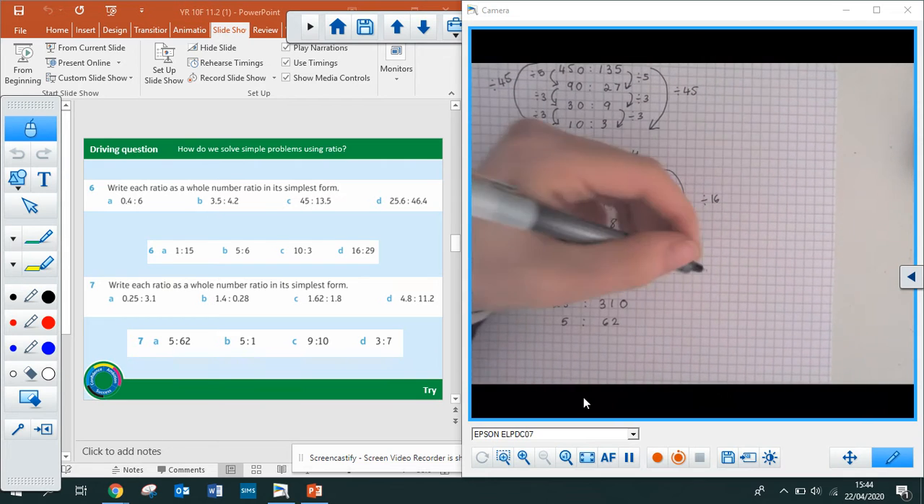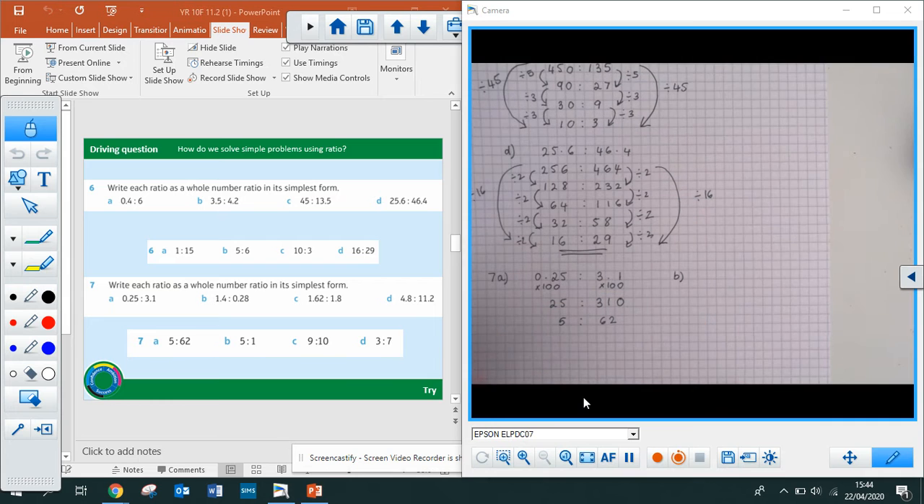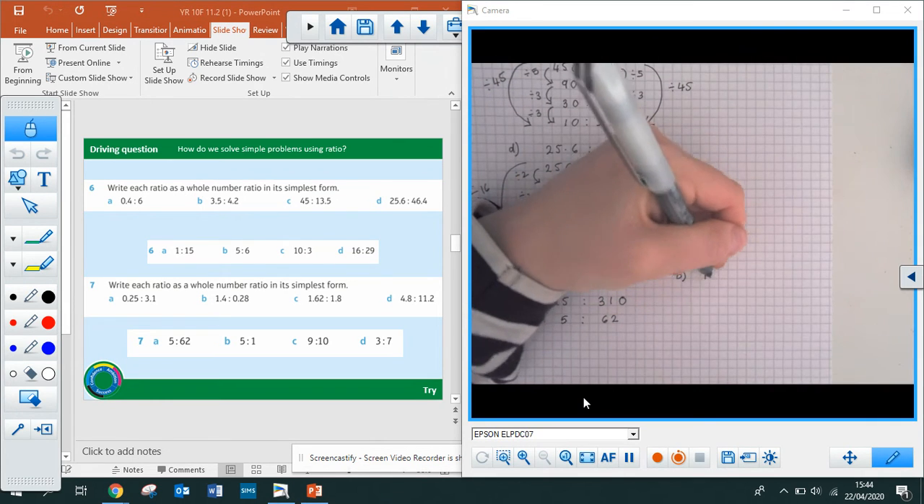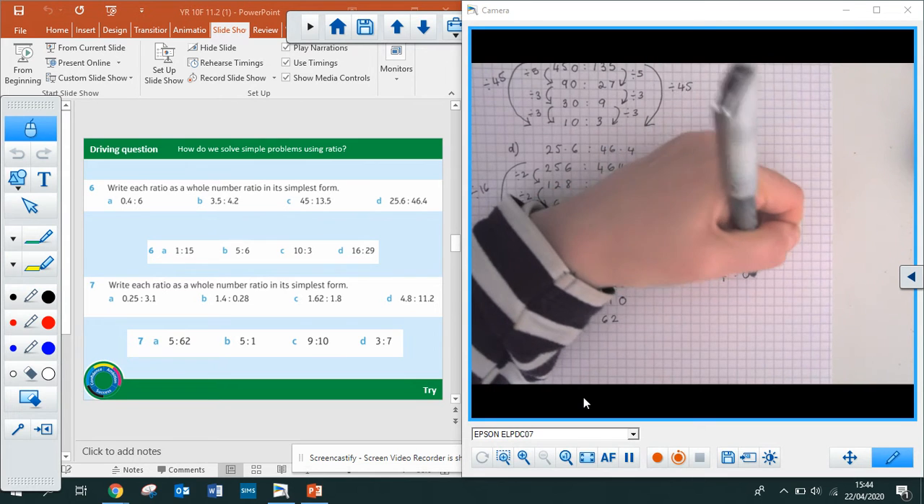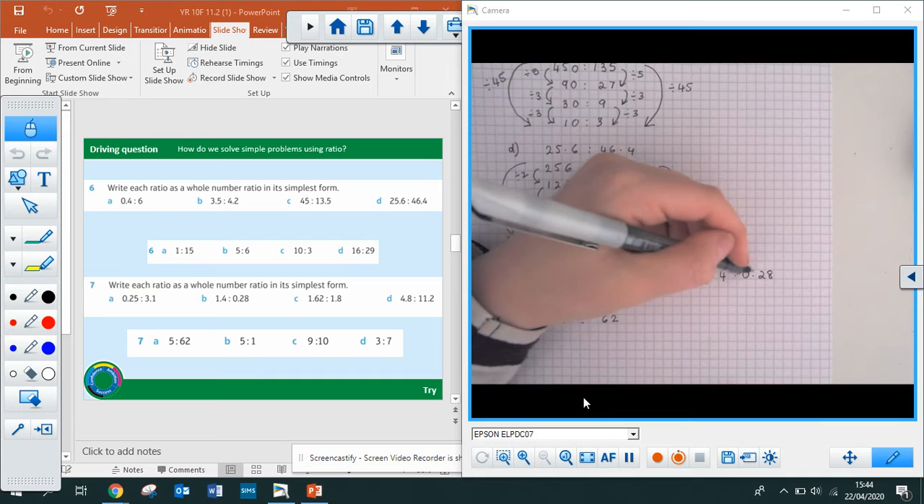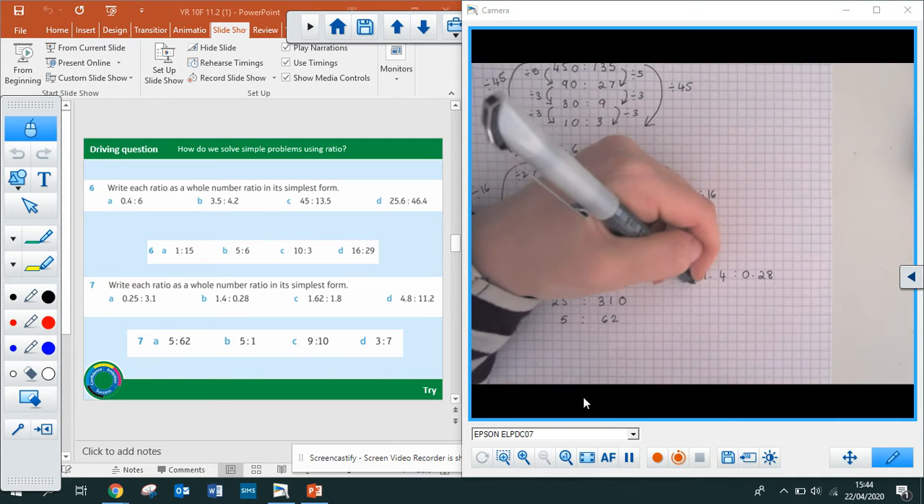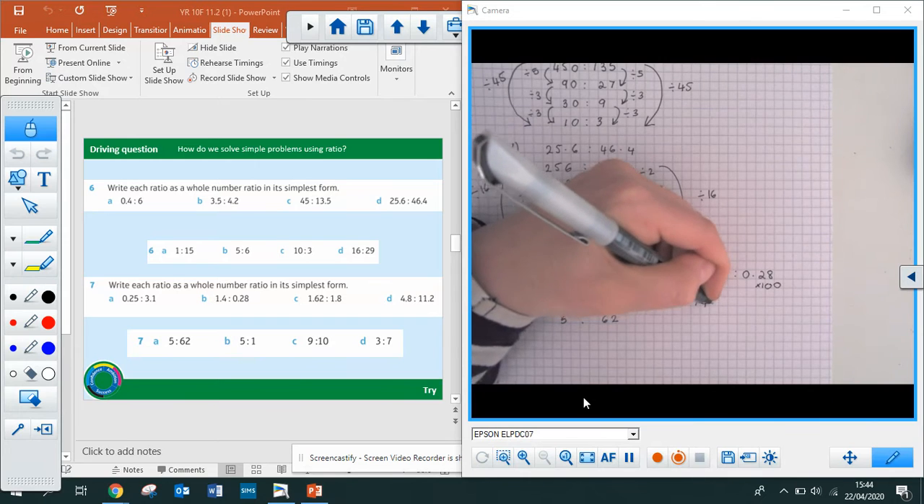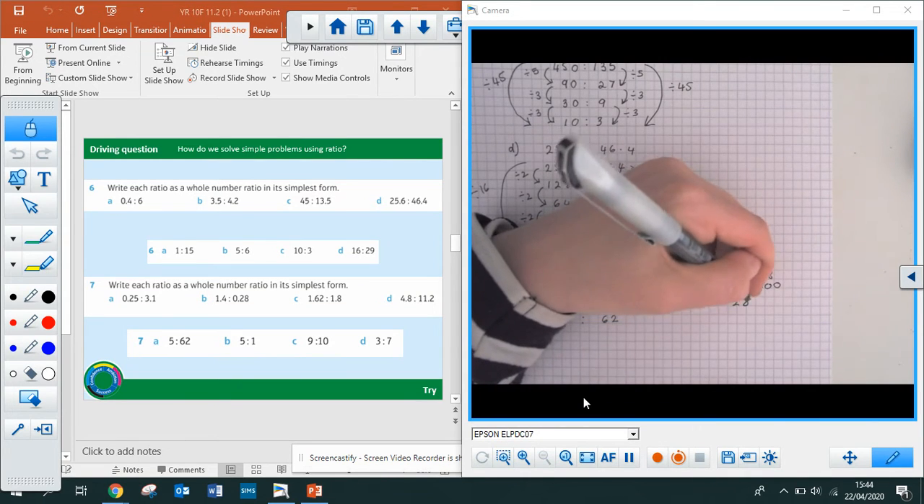Part B. You have 1.4 to 0.28. Again, multiplying by 10 would only eliminate the decimal in that one. It would leave you with 2.8 there. So I need to multiply both sides by 100. That would leave me with 140 to 28.